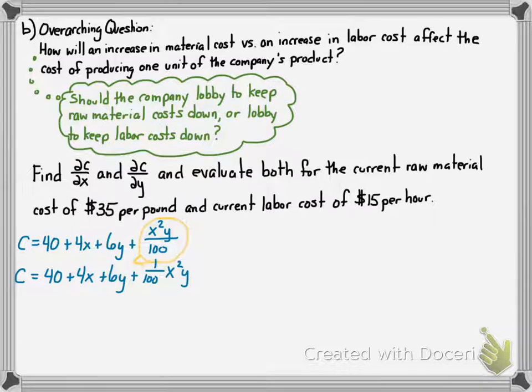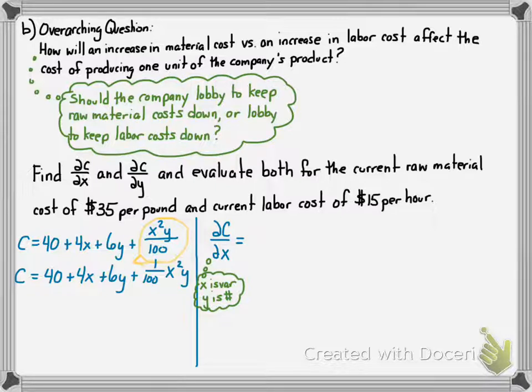Okay, so now that I've rewritten this function, the next thing that I want to think about is my partial derivative with respect to x. And every time I find a partial derivative, I want to set my mind so that in this case, our variable is x and y is considered a number. So x is a variable and y is a number. And so now I am ready to calculate my partial derivative.